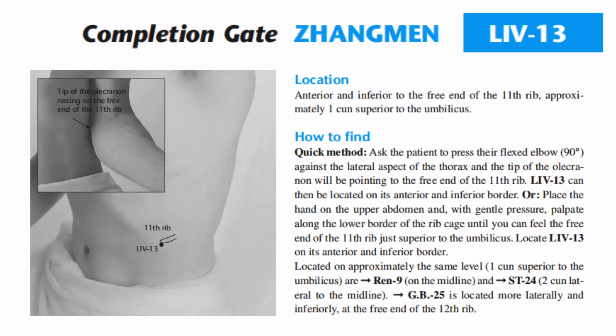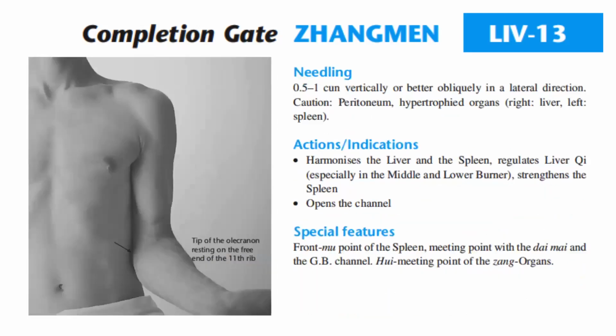Located at approximately the same level, 1 cun superior to the umbilicus, are Ren 9 on the midline and Stomach 24, which is 2 cun lateral to the midline. Gallbladder 25 is located more laterally and inferiorly at the free end of the 12th rib. Needling: 0.5 to 1 cun vertically, or better, obliquely in the lateral direction. Caution: peritoneum, hypertrophied organs, on the right the liver, on the left the spleen.